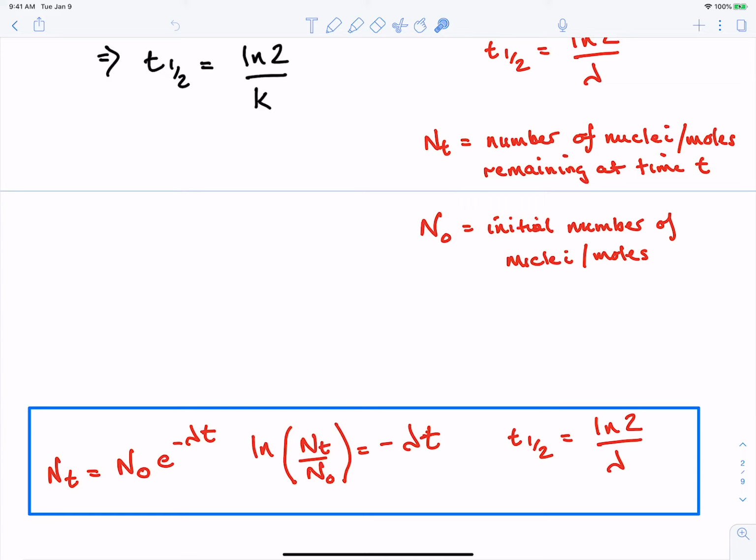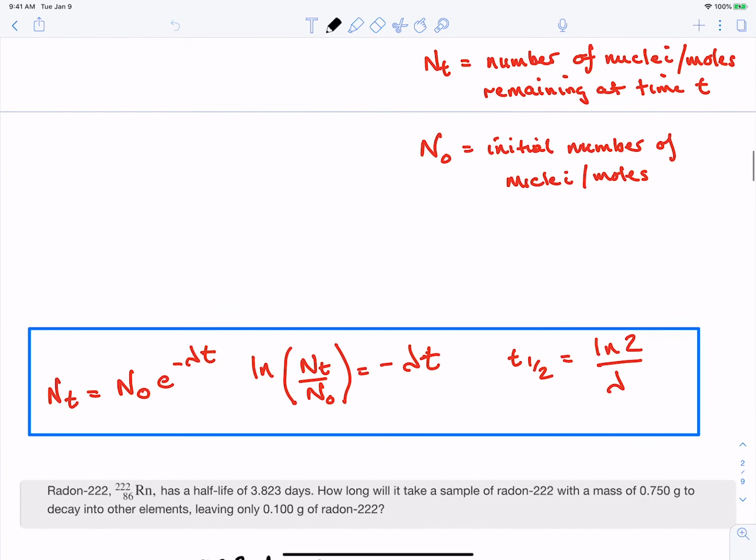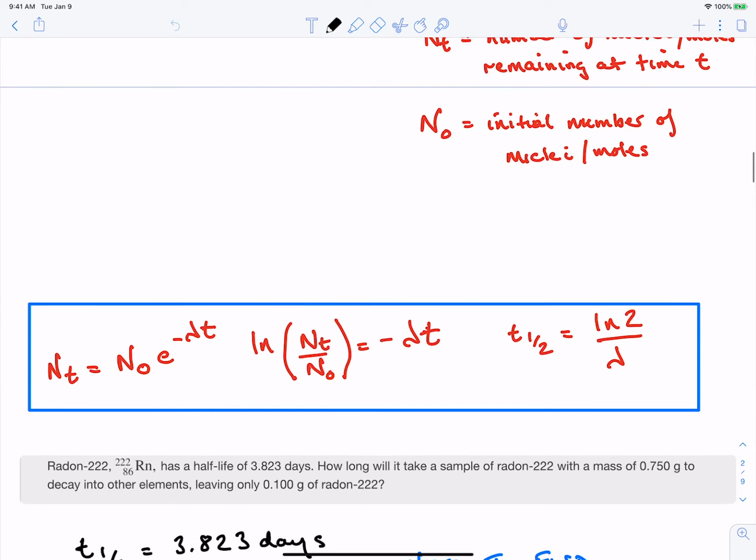And so what we'll do is we'll have a look at a couple of questions. So let's look at a typical question. This question in particular says radon 222 has a half-life of 3.823 days. And the question asks, how long will it take a sample of radon 222 with a mass of 0.750 grams to decay into other elements, leaving only 0.100 grams of radon 222?